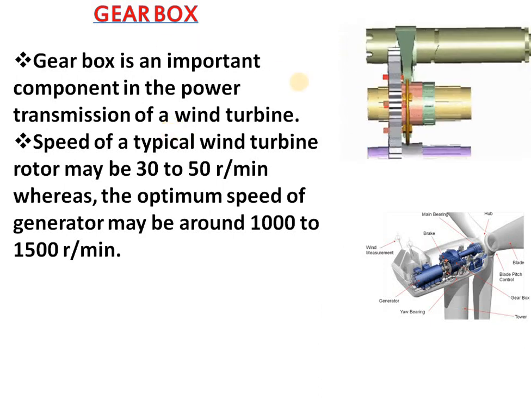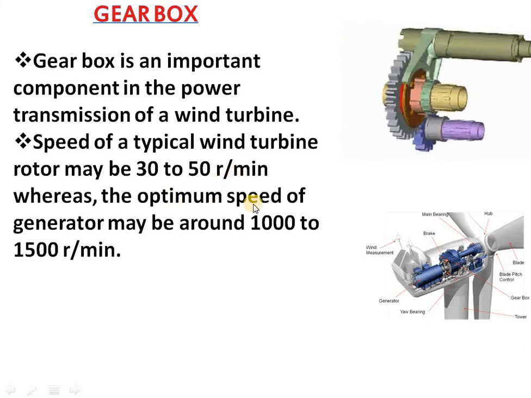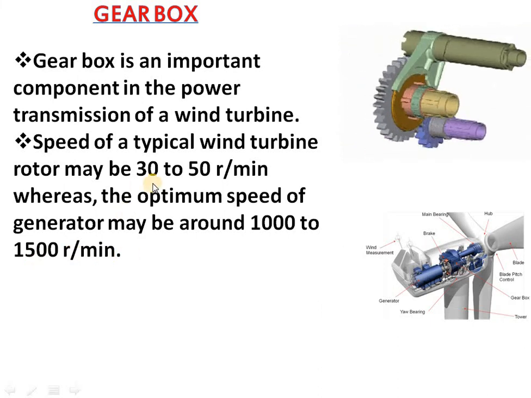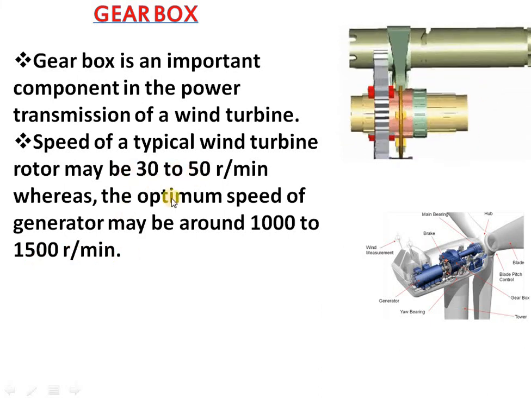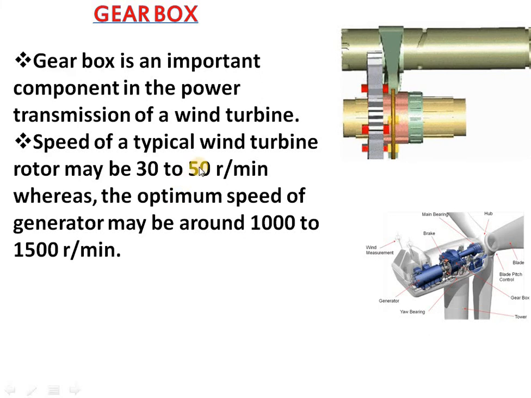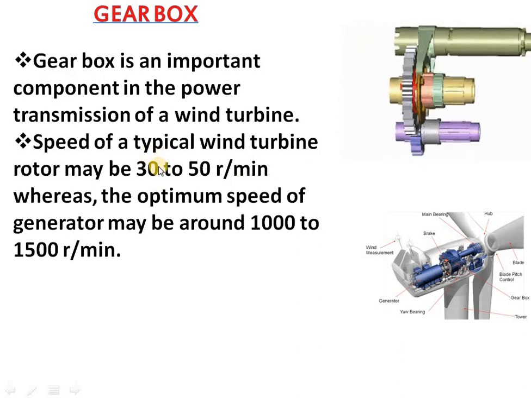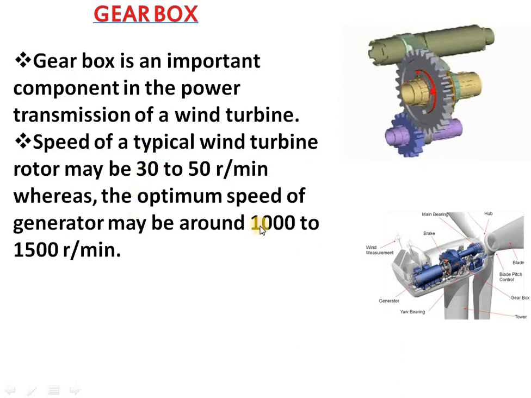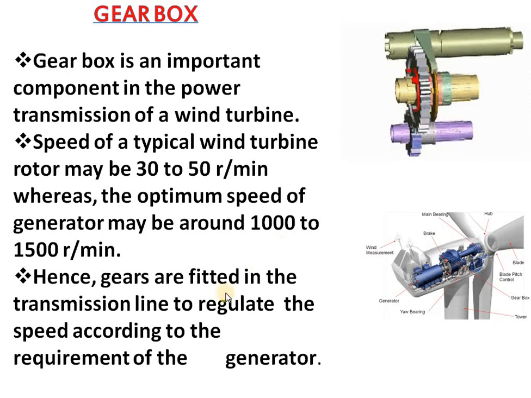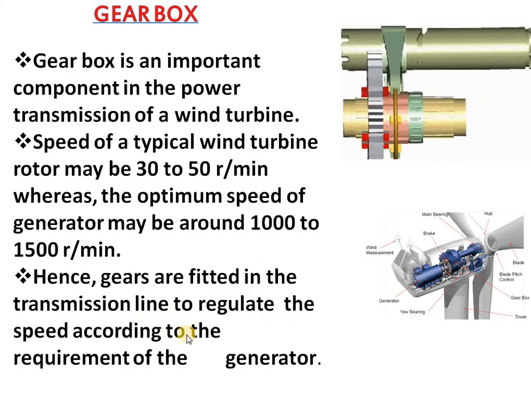The speed of a typical wind turbine rotor may be 30 to 50 rotations per minute, whereas the optimal speed of a generator may be around 1000 to 1500 rotations per minute. You see, the rotor is rotating at 30 to 50, but the generator has to rotate at 1000 to 1500. So a mediator is required. That mediator is the gearbox. Its duty is to increase the rotation speed from 30 to say 1000. Hence, gears are fitted in the transmission to regulate the speed according to the requirement of the generator.